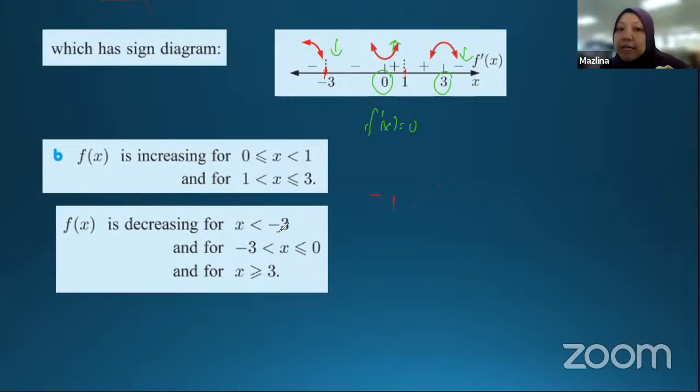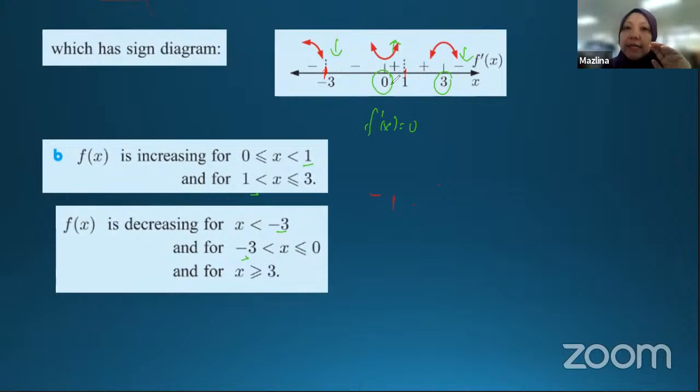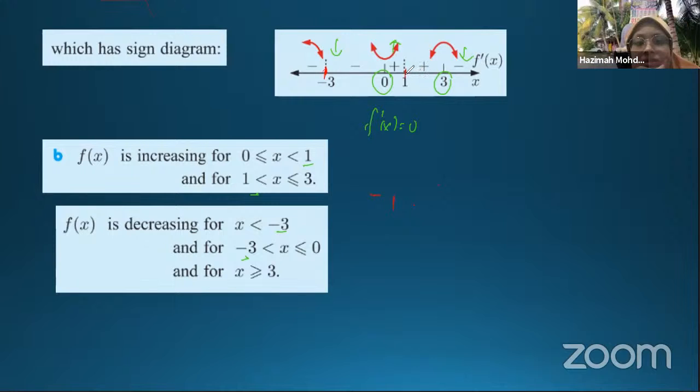So maksudnya dekat negative 3 ni, dia adalah point of inflection. And also dekat 1 is a point of inflection. Tapi the interval semuanya less than 0 tu is all decreasing. Greater than x between 0 and 3, the graph will be increasing. Is that clear?